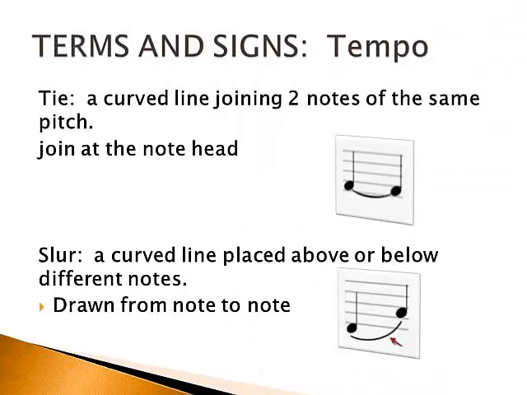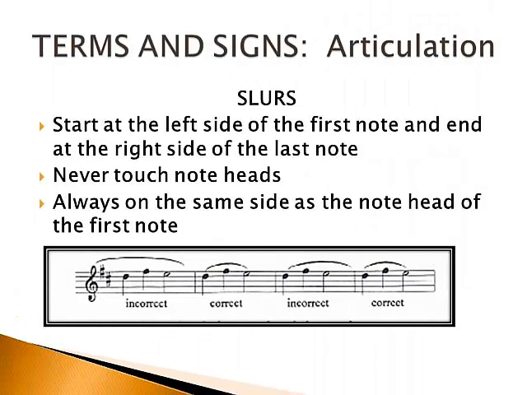Here's more articulation markings. A tie. You all know that a tie is a curved line that joins two notes of the same pitch, and the tie is joined at the note head. Whereas a slur is a curved line placed above or below different notes. So on this slide you can see a tie and then a slur, and the difference is that the slur is on different note names. When you draw a slur, you draw the slur from note to note.